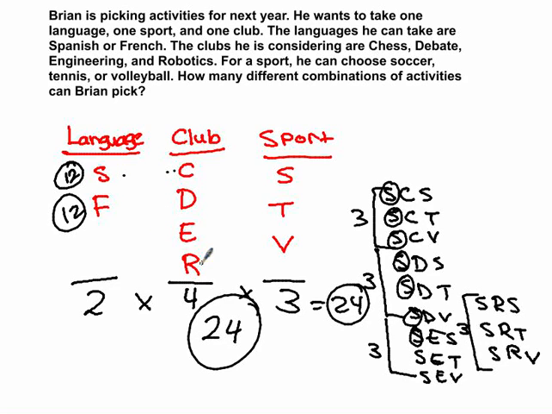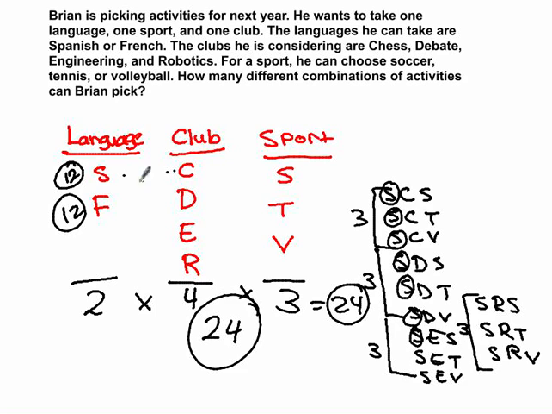Now the reason that works is because for each language, if I have 4 different options for clubs, that's going to be 8 total different options. You could see 1, 2, 3, 4. 1, 2, 3, 4. So it's like 4 times 2. For each option, I have 4 choices for each language, and I have 2 languages, so that's why I can do 2 times 4.